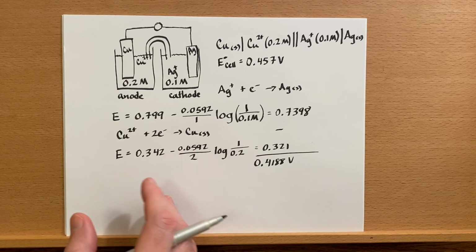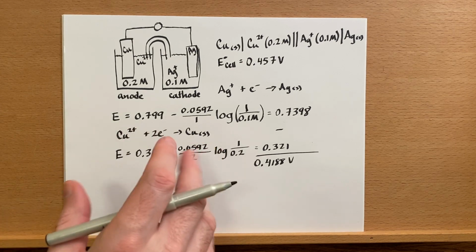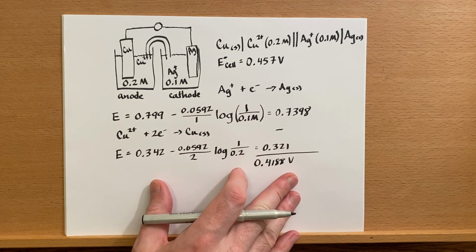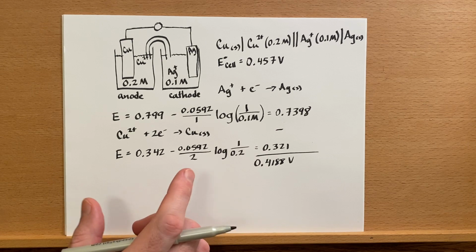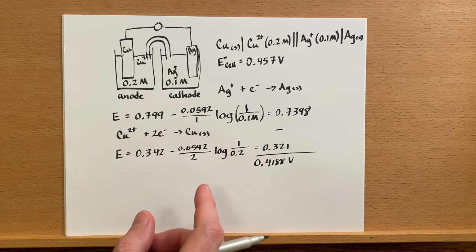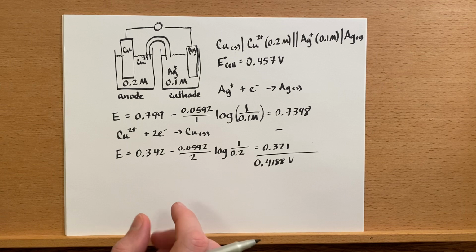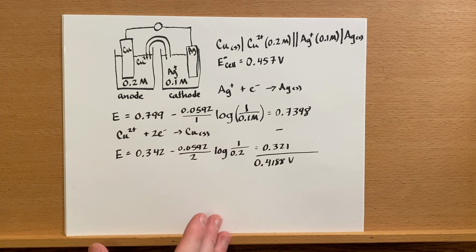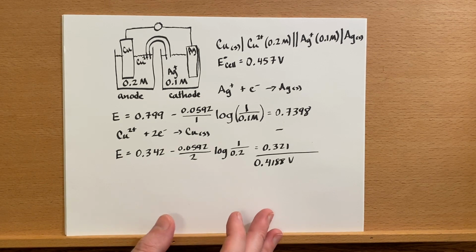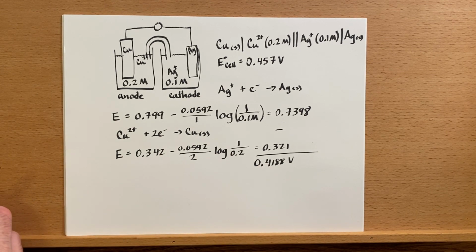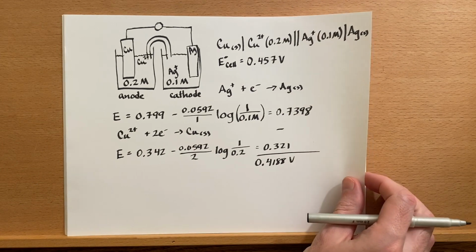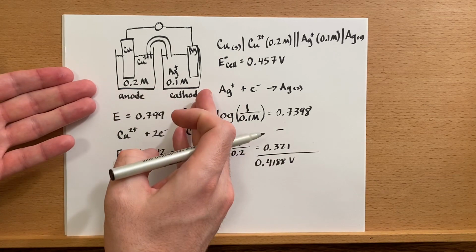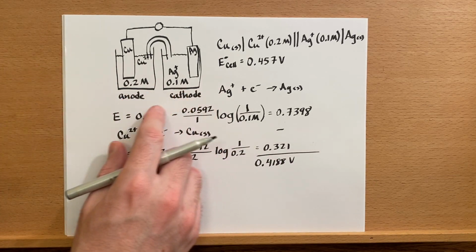But we could see what would happen to the electrical potential over time by creating a graph using this Nernst equation to see. And you should notice that over time, the potential will slowly go down until it drastically drops off and the battery is said to have died when you use up all of one of the reagents and you're no longer able to continue.